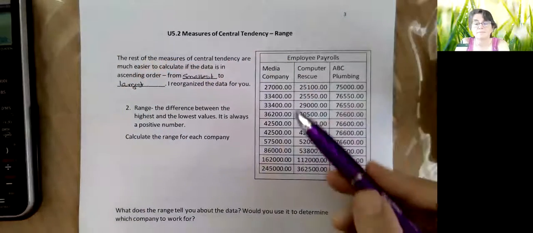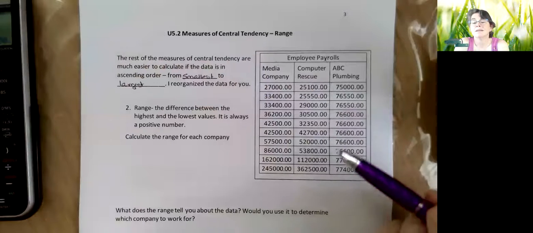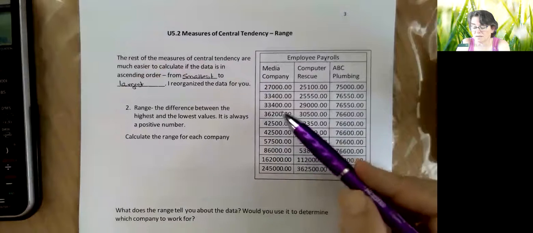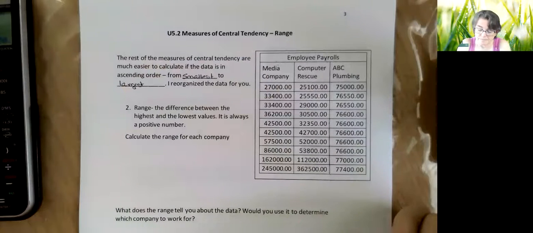Okay, I'll fess up. I had this done in Excel, so it didn't take too much work for me to just reorganize the data for us, rather than having to put it in order.